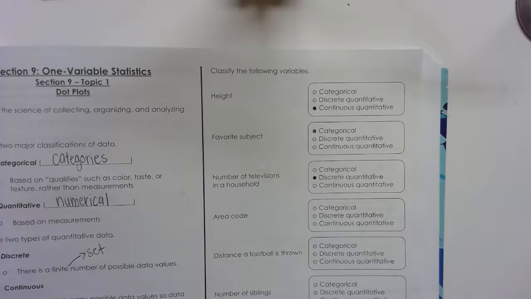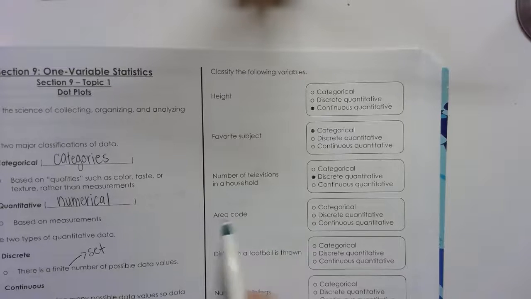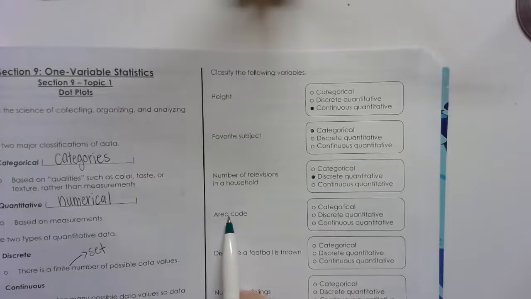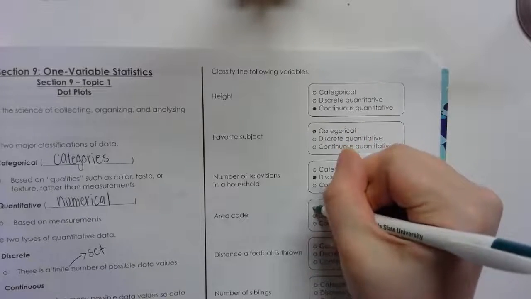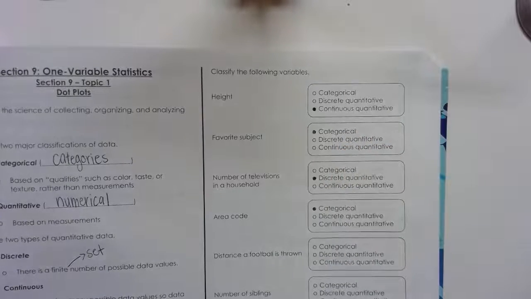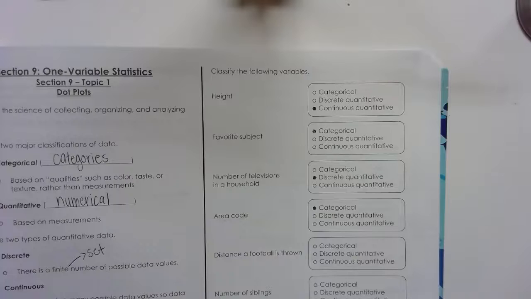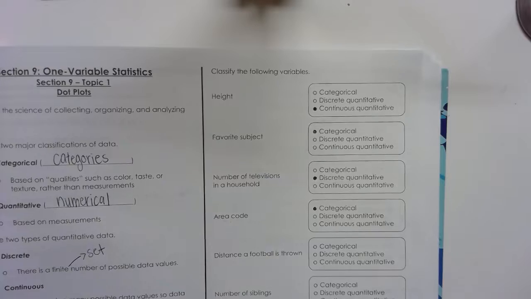So then your area code. Your area code is a number. This is tricky. This is really tricky. Your area code is a number, but that number doesn't represent anything. That number is not a measurement, therefore it's categorical. So yes, we have the area code 662. Jackson has the area code 601, but that 662 does not reflect a measurement. Okay, it's a quality, it's a location, not a measurement.